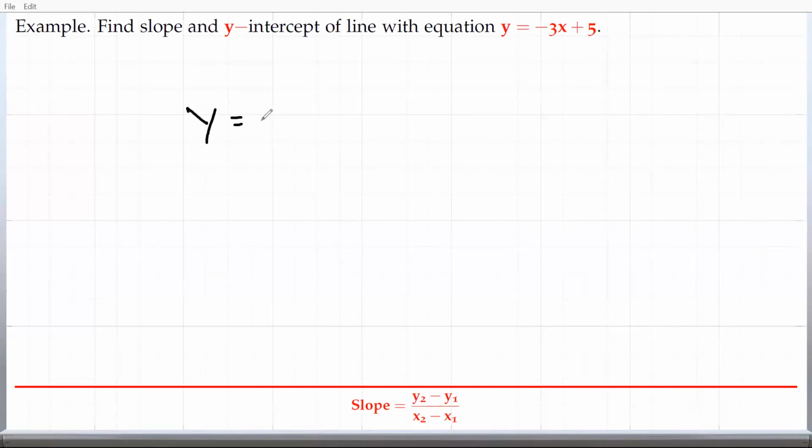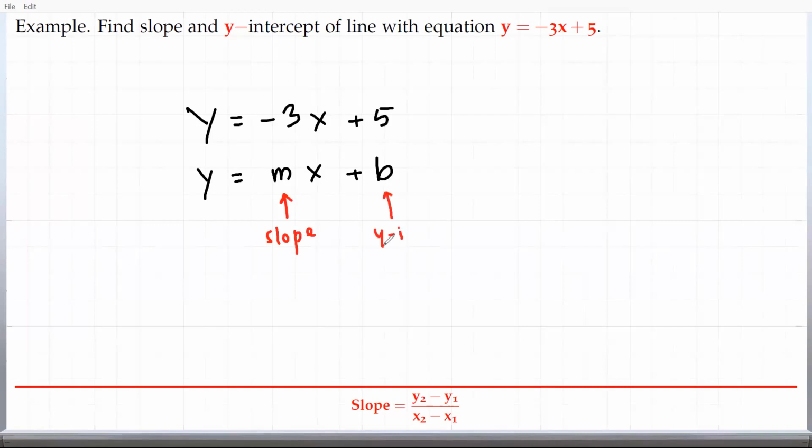We are given y equals negative 3x plus 5. Now we can compare this with the equation y equals mx plus b. So in this equation mx plus b, this m represents slope and that b represents y-intercept.